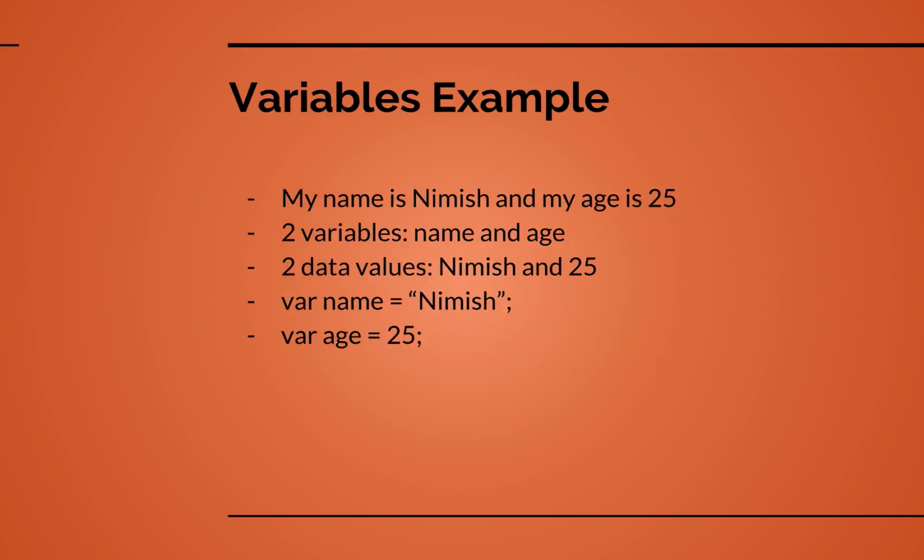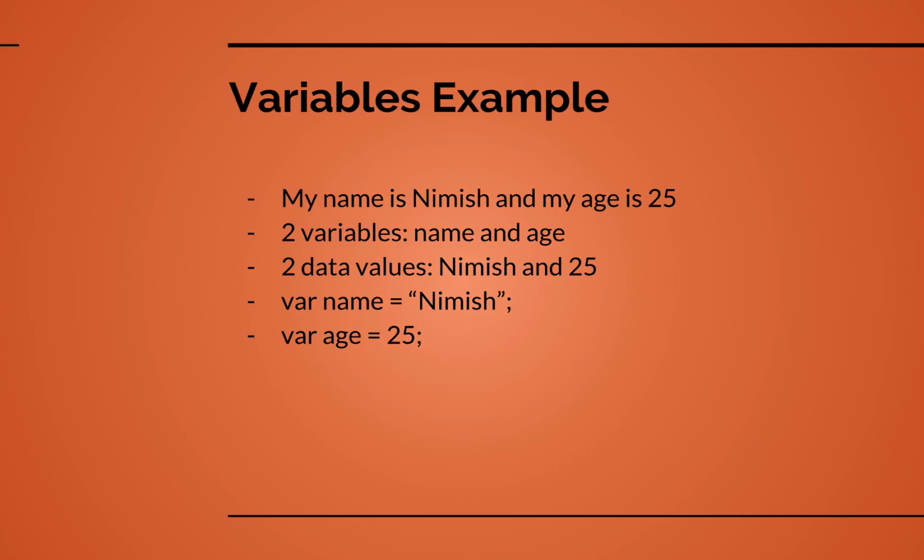Now let's take a look at a really quick example here. I just have one sentence, my name is Nimish and my age is 25. Now I know that's a little bit of awkward wording there, but I did that specifically to demonstrate that we have two variables and two data values. So our two variables are name and age. These are going to be perhaps kept track of throughout the code, and we need to assign values to them. We have the two data values, Nimish and 25.